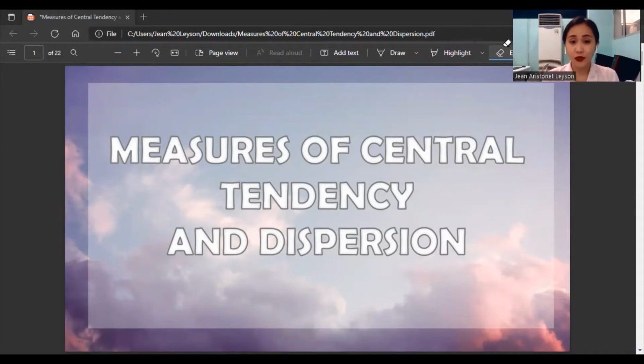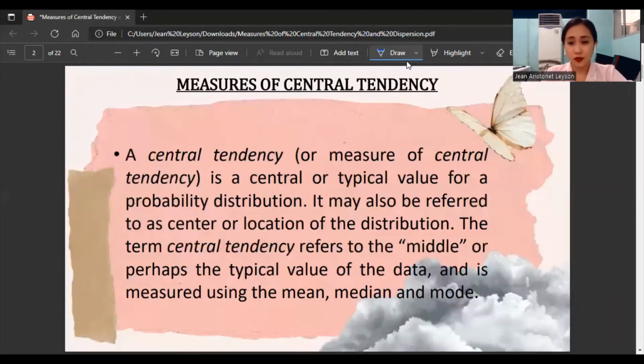In this video, I will be discussing the topic measures of central tendency and dispersion. I think you are already familiar with this topic or you've heard of it before, because you might have discussed these topics when you were in senior high school or junior high school. So let's proceed with the definition.